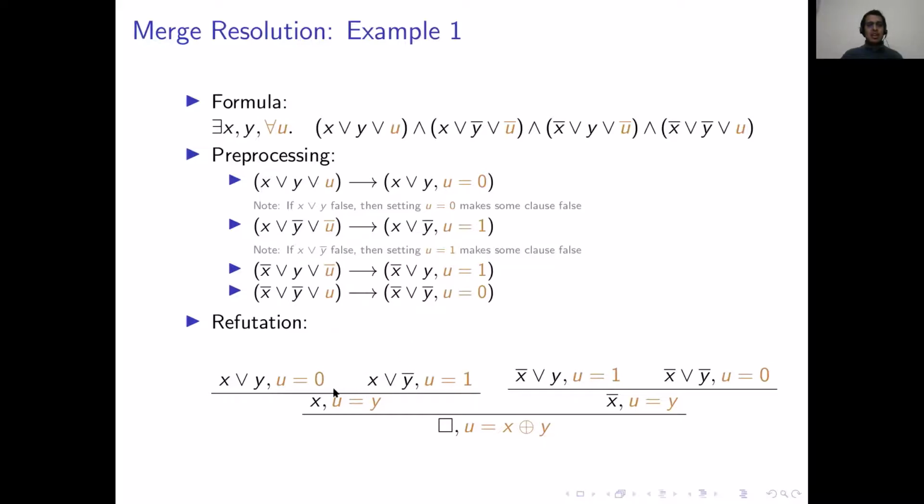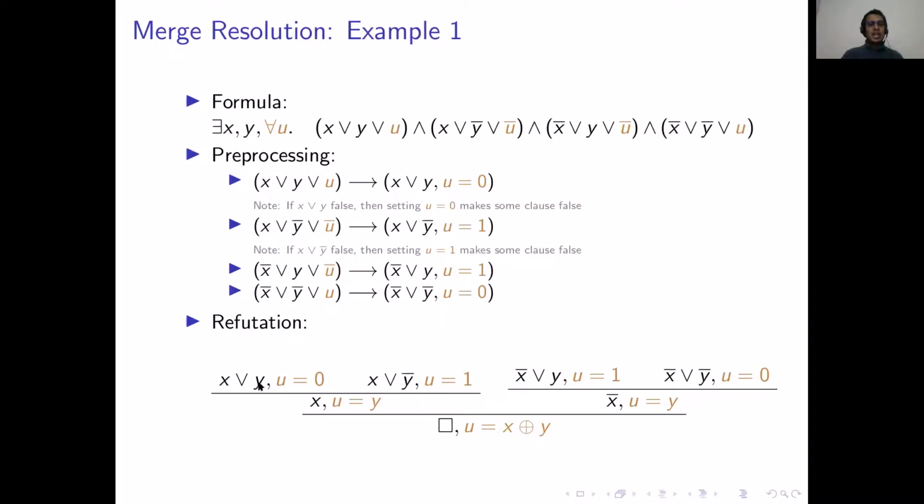So we do this pre-processing and then we have this refutation. Let's see what happens. We have x or y, x or not y. This is the same as resolution. Y is cancelled and we get x. Here we have not x or y, not x or not y, and y gets cancelled and we get not x. If we look at the function part, from u equals 0, u equals 1, we get u equals y.